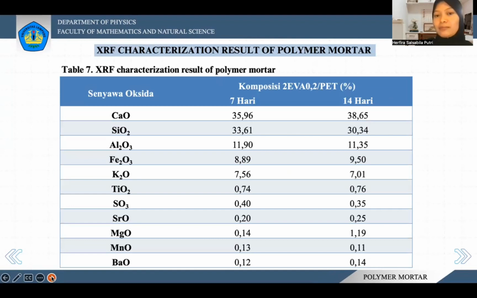For the section about the characterization of polymer mortar, the first is XRF. Based on this table, it shows that the chemical composition of the two samples is dominated by calcium oxide and silicon dioxide, with values of 35.97% and 33.61% for 7 days, and then 38.65% and 30.34% for 14 days.